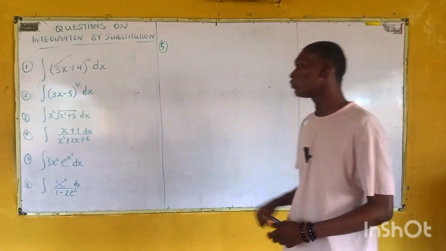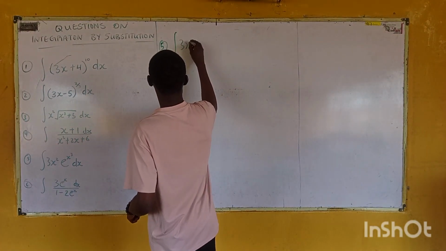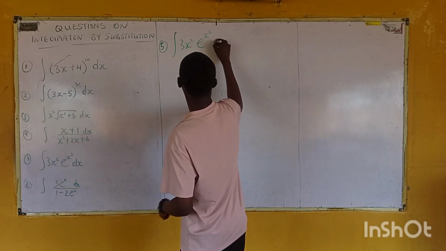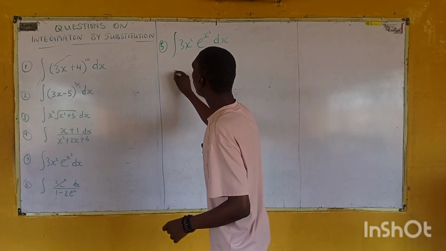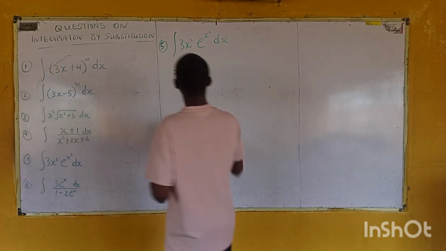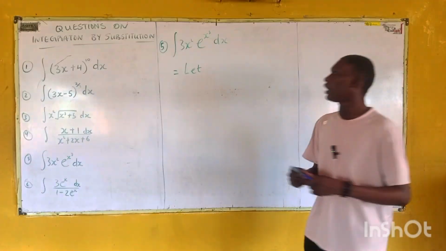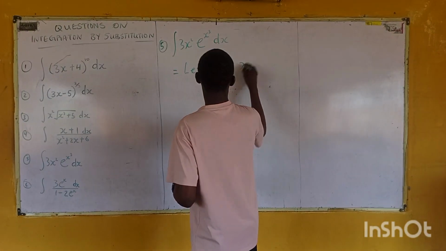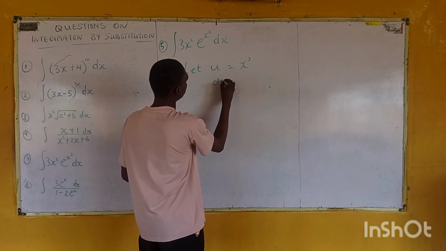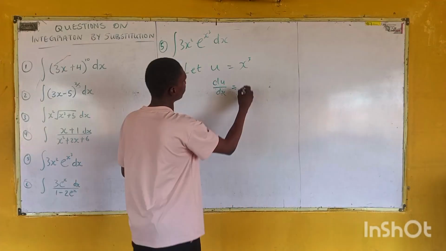For question 5, we have the integral of 3x squared, then exponential raised to power x raised to power 3, then dx. So we are still following the same step. But in this case, we can let our u be the exponent of e. When I say exponent of e, I mean let u be equal to x raised to power 3 in this case. So if u is equal to x raised to power 3, du over dx is now equal to what?